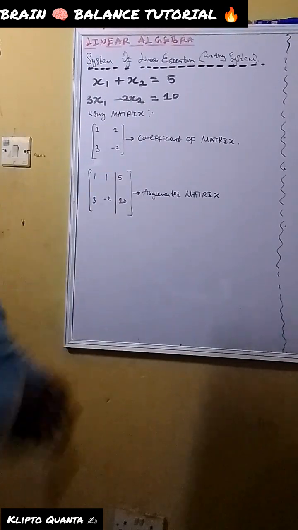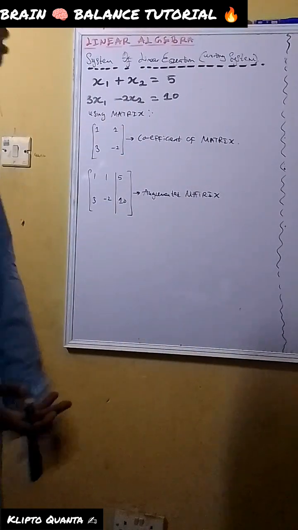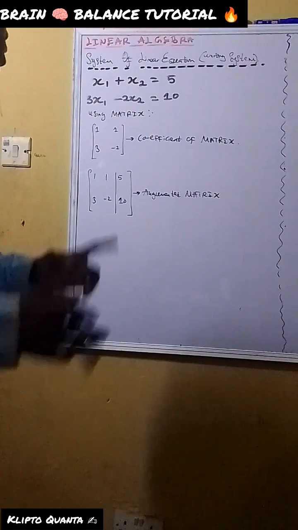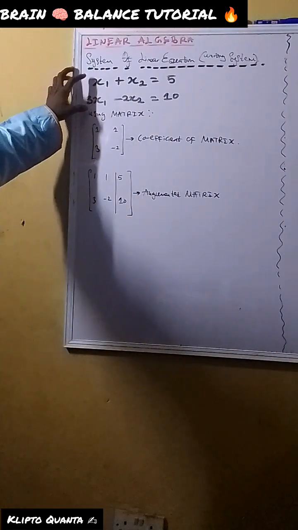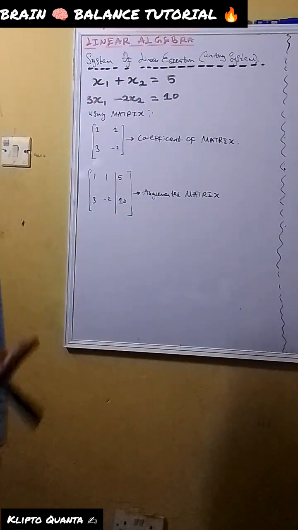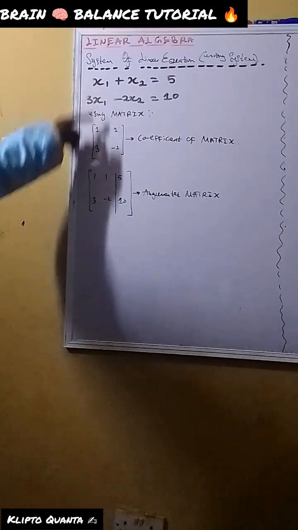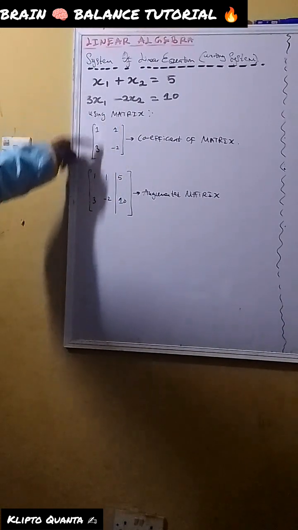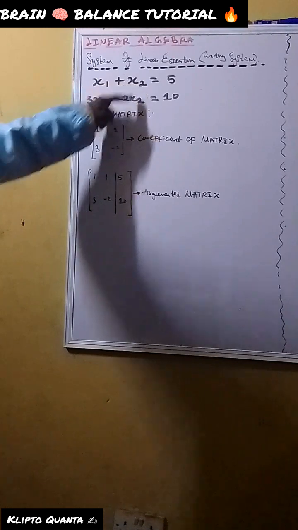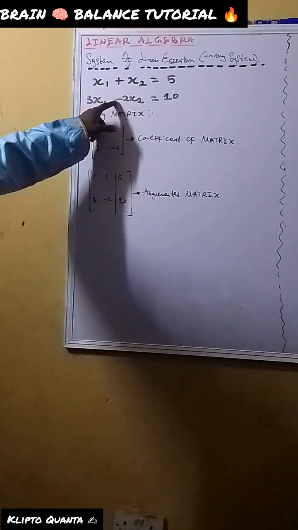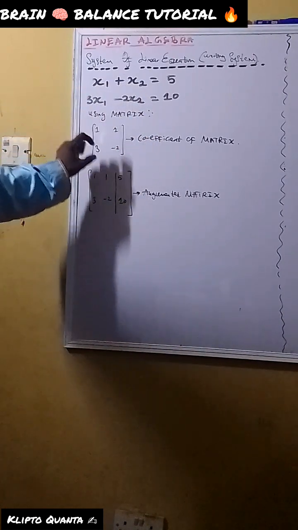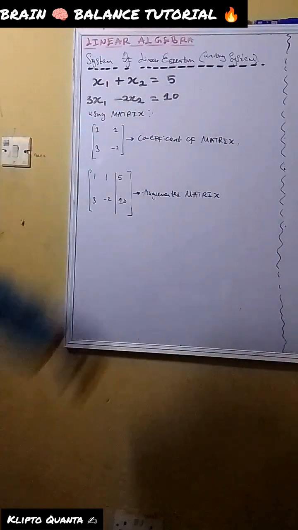Now we need two things in order to form our system of linear equations. That's our system in writing it. The first thing is we need to get the coefficients of each variable we are dealing with, and we put them in matrix form. So we know the coefficient of x1 here is 1, the coefficient of x1 here is what, 3, the coefficient of x2 here is what, 1, while the coefficient of x2 here is what, negative 2. At this point, we call this the coefficient matrix.